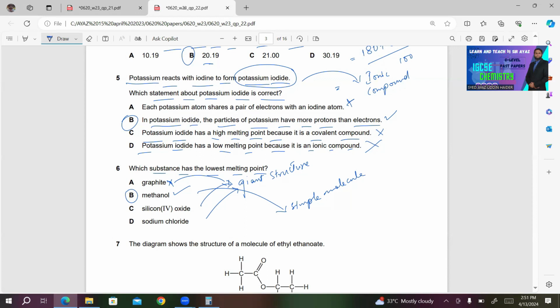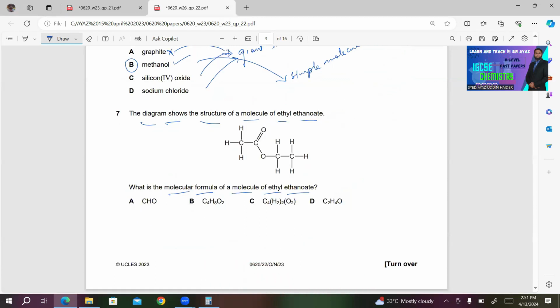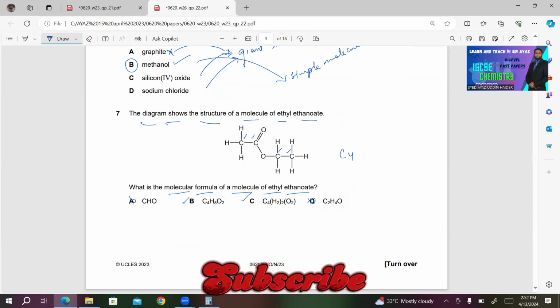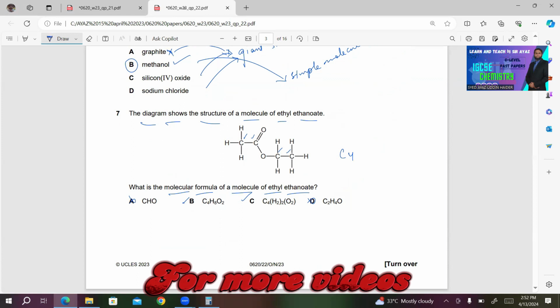Number 7. The diagram shows the structure of a molecule of ethyl ethanoate. What is the molecular formula of a molecule of ethyl ethanoate? Let's count the number of carbon atoms first. 1, 2, 3, 4. Must be C4. So either choice B is correct or C is correct. A and D are incorrect. You can narrow down the choices.